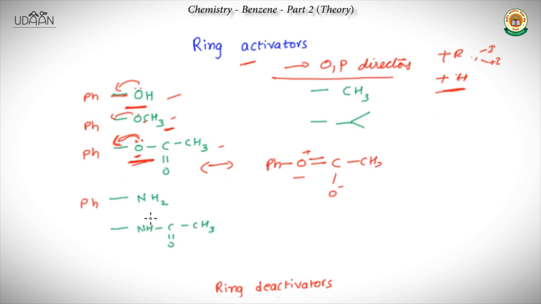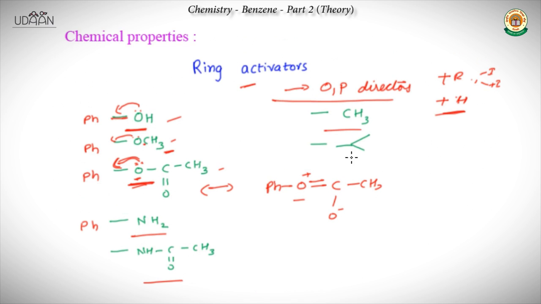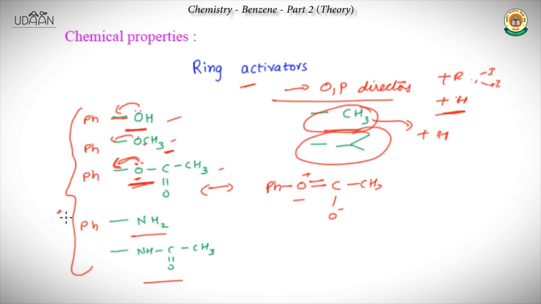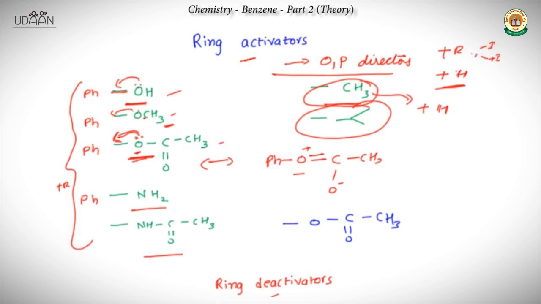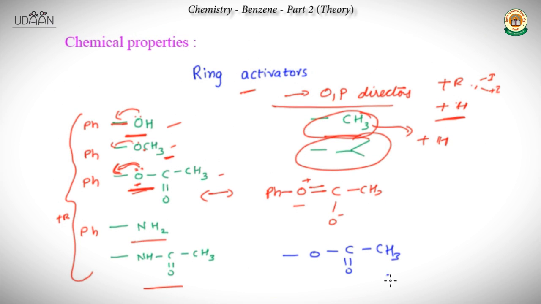And we have the same case with NH2 or NHCOCH3, and this one too, this CH3 group. These are, by virtue of their +H effect, all ring activators by virtue of their +R effect. Now one more thing you need to note is that O–C double bond O–CH3 is a ring activator, whereas C double bond O–OCH3 is a ring deactivator.